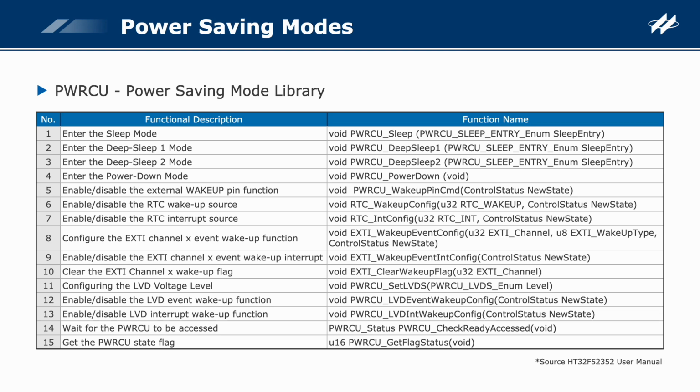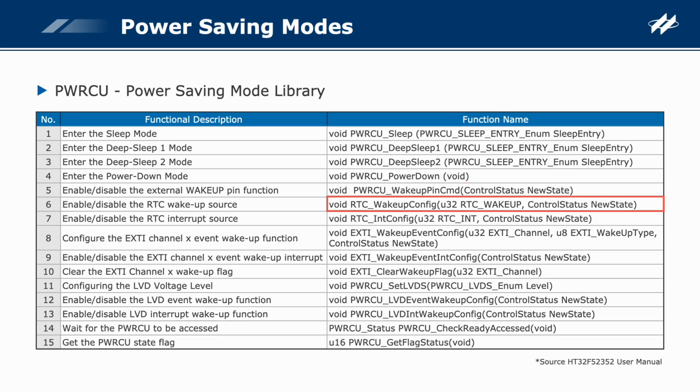The following are some of the PWRCU related functions. The first function is used to enter the sleep mode. The second function is used to enter the Deep Sleep 1 mode. The third function is used to enter the Deep Sleep 2 mode. The fourth function is used to enter the Power Down mode. The fifth function is used to enable or disable the external wake-up pin function.